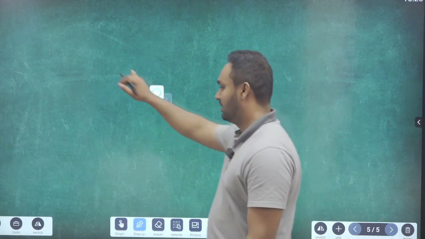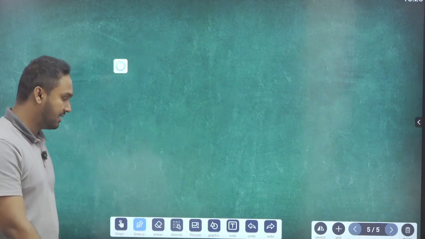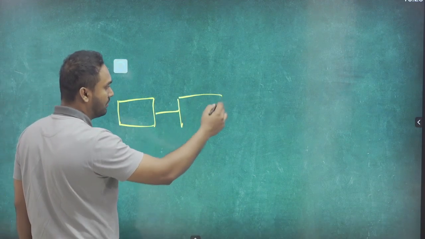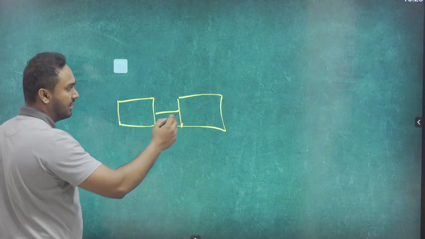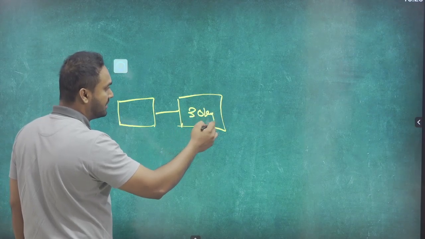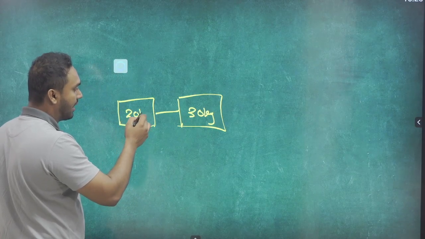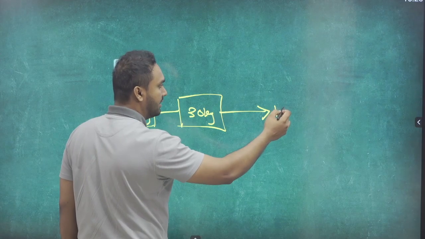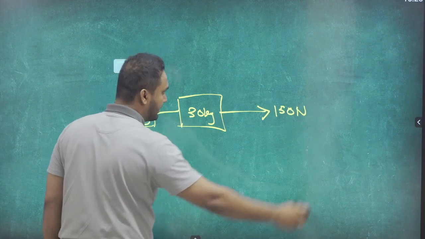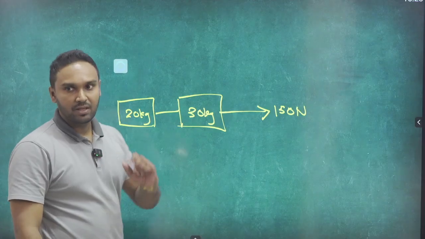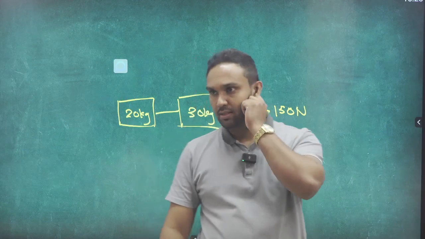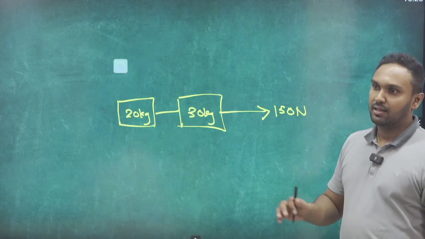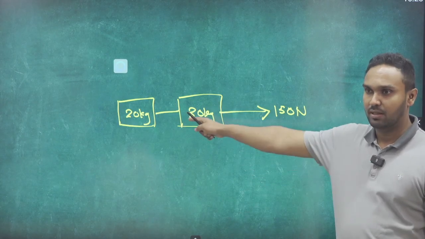Right. So now if you are given an accelerating system and asked to find the tension of the rope, something like this. Let's say this is 30 kilograms and this is 20 kilograms, and a force of, let's say, 150 newtons is acting. So no friction, no other forces. Only the 150 newtons of force is acting on the system, and they are asking for the tension of the rope right in the middle.